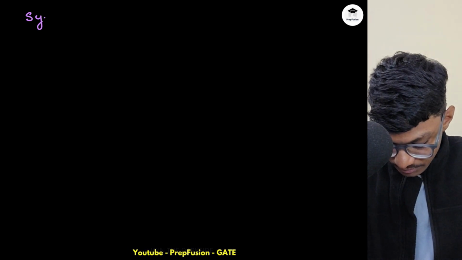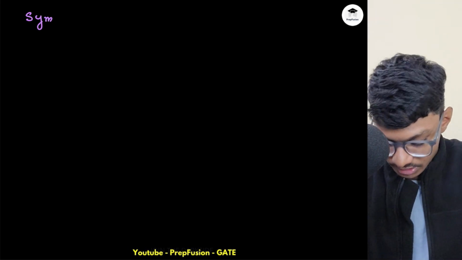So let's first understand the symbols of it. Basically the rows and columns are getting interchanged over here, nothing fancy.